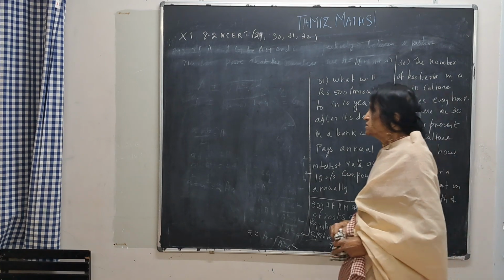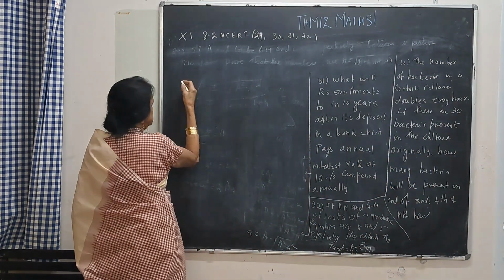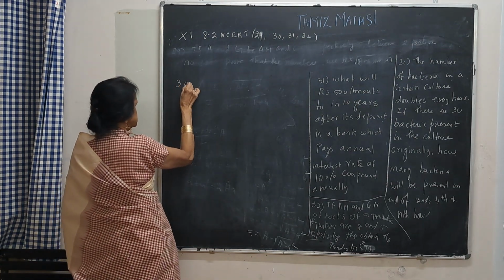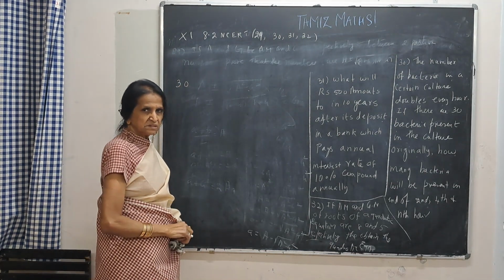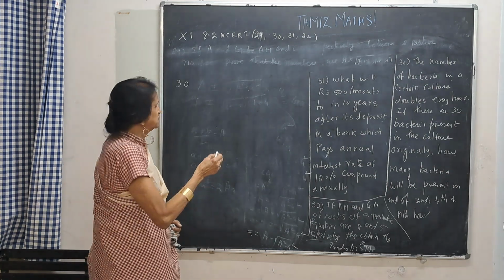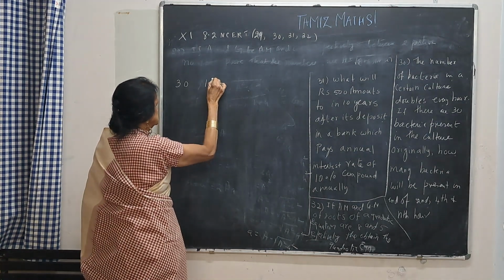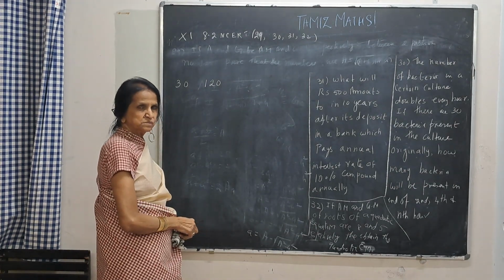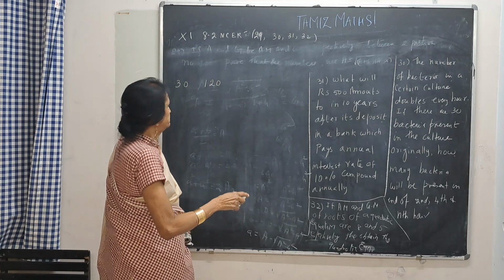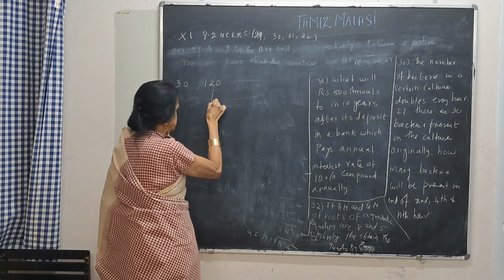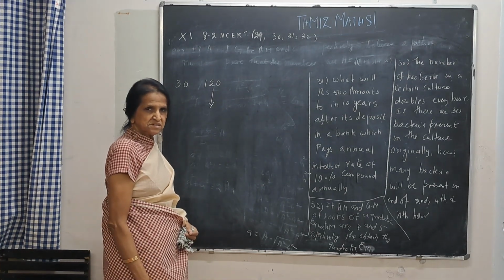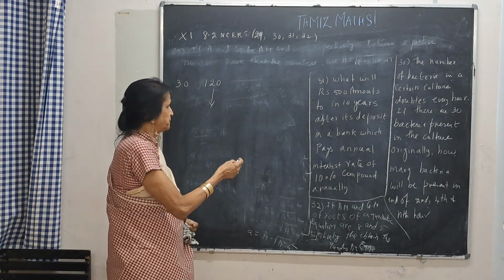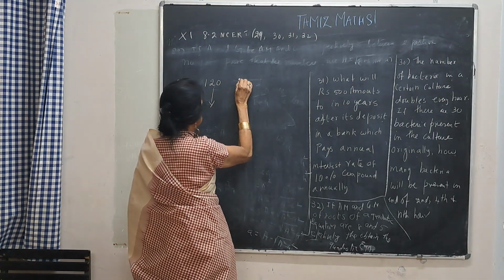Okay. So, these sort of questions are very common in the exam. 30, first, beginning. In the second hour, it becomes 120. It doubles, 30 into 2. This is in the first hour. Beginning, after 1 hour of the beginning. In the second hour, this will double.